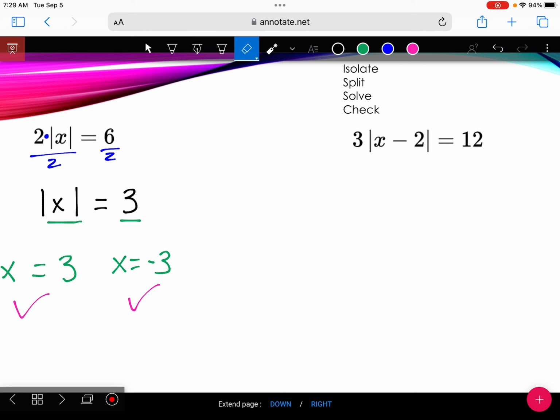All right, same process here. We need to isolate the absolute value. So what are we going to do to get the absolute value by itself? Divide by 3. It's going to give us the absolute value of x minus 2 equals 12 divided by 3 gives me 4. Isolated. We have isolated my absolute value.